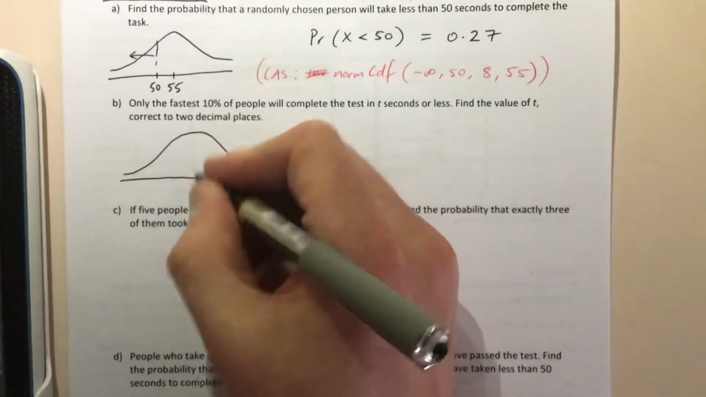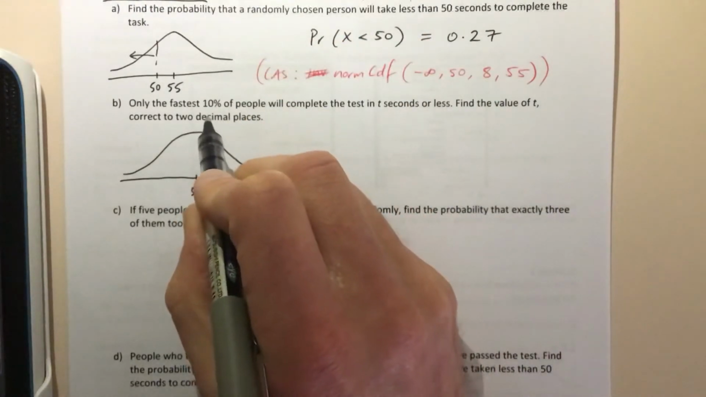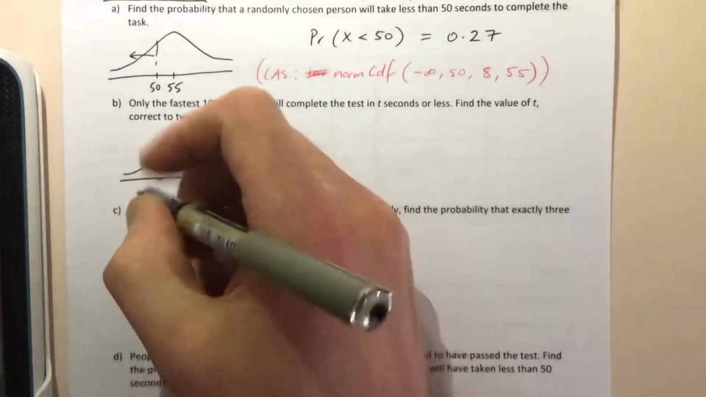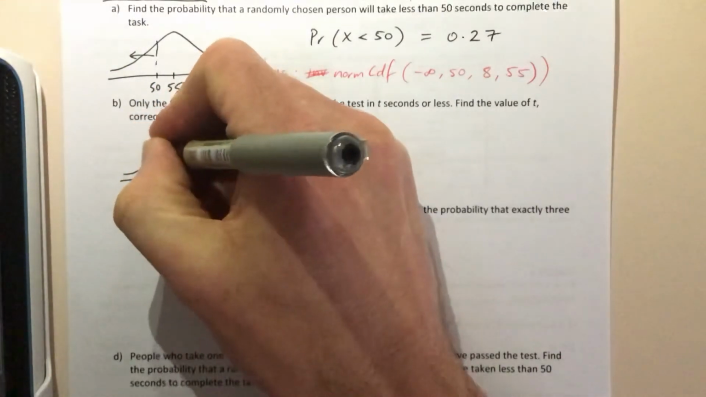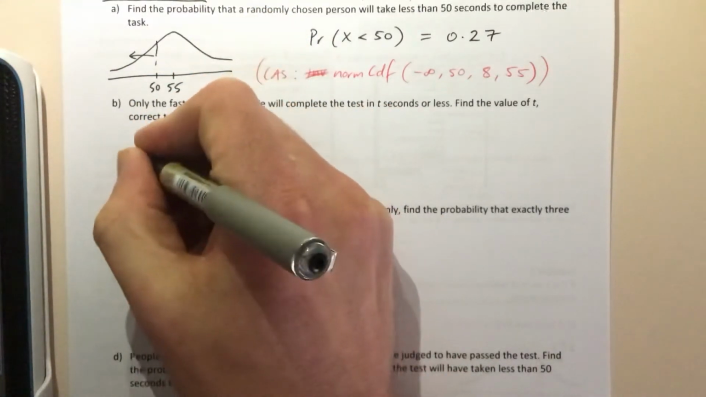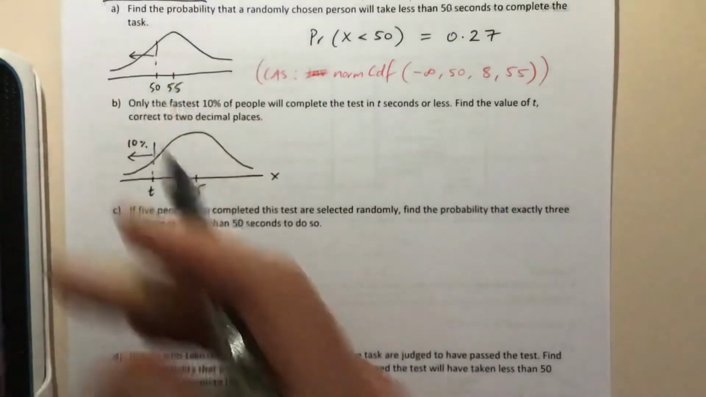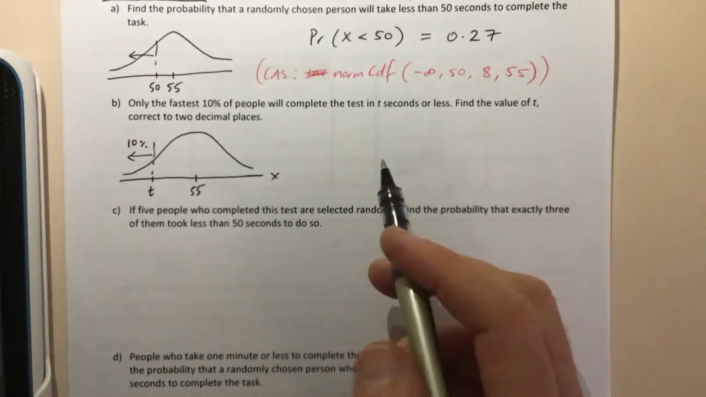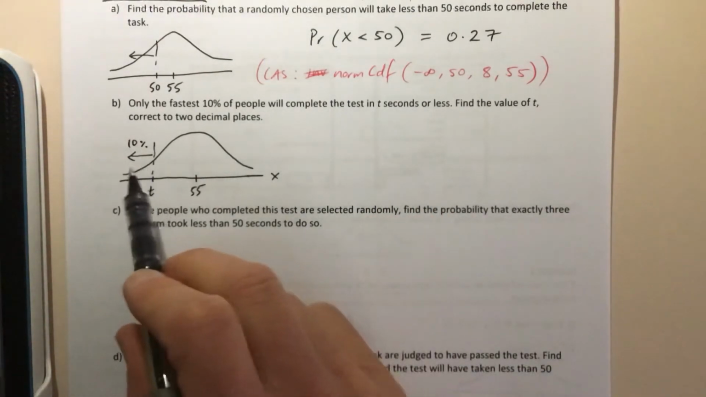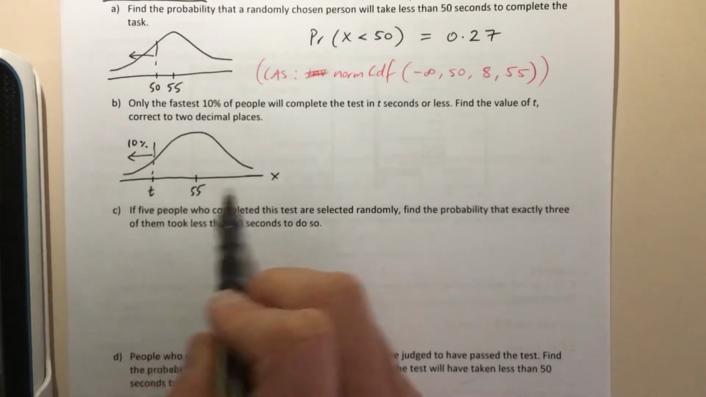Our mean is still 55. But if it's only 10% of people who are below this time, well, this value of t is going to be somewhere to the left of the mean, right? Because essentially what we're saying is wherever this value is, there's 10% of the distribution below it, okay? So this is a case where we can use inverse norm because it's one of these questions where we actually know the probability or the proportion and we're trying to find the x-axis value.